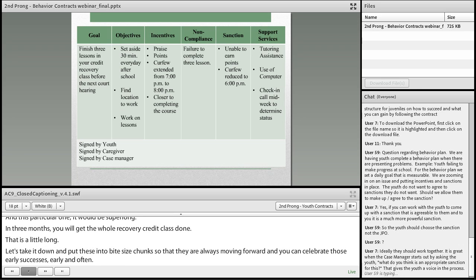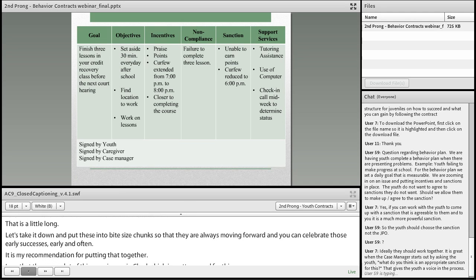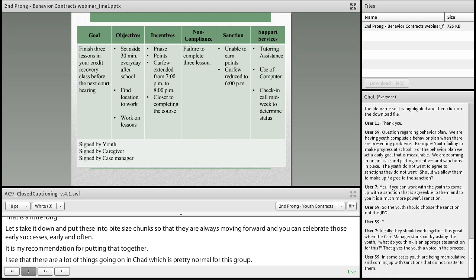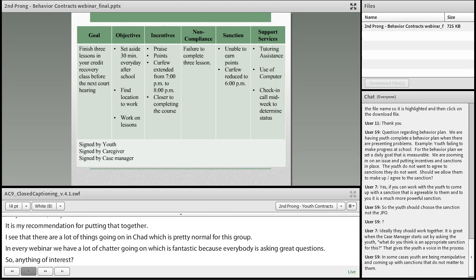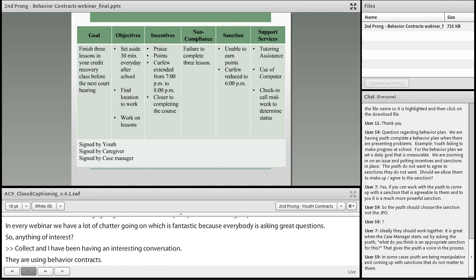So Jess, I see that there's a lot of stuff going on in chat, which is pretty normal for this group. In every webinar, we have a lot of chat going on, which is fantastic because everybody's asking really great questions. So anything of interest? Yeah, so actually Colette and I have been having a really interesting conversation because they are using behavior contracts. What they're running into is that the youth don't necessarily want to agree to the sanctions. And so she's asking, should they be allowed to make up or agree to the sanction?